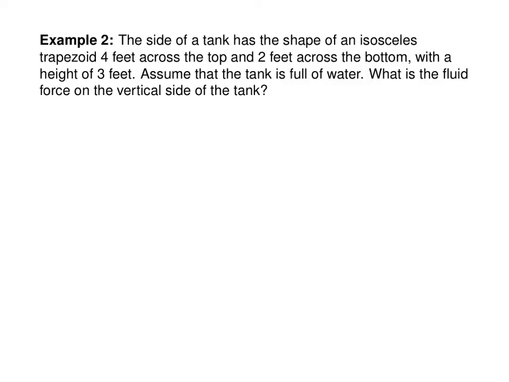The side of a tank has the shape of an isosceles trapezoid, 4 feet across the top and 2 feet across the bottom. So it looks like this, with a height of 3 feet. So 2, 3, and 4. Assume that the tank is full of water. What is the fluid force on the vertical side of the tank?